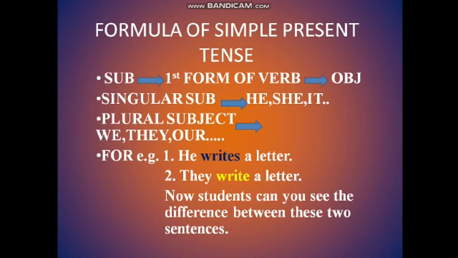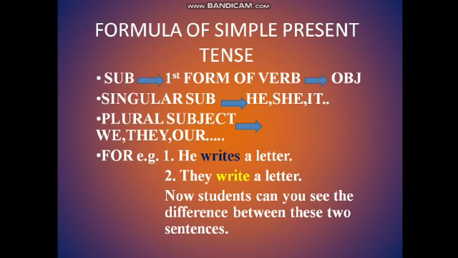Now, the formula of simple present tense: how to write a sentence in present form. Subject with first form of verb with object. If you have a singular subject, what is a singular subject? He, she, it is a singular subject, and plural subjects are we, they and you. So if you have these plural and singular subjects, how will we use the verb in present form? So, he writes a letter, they write a letter.